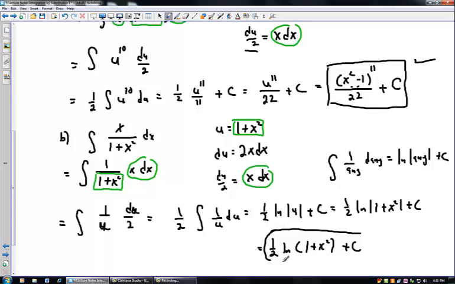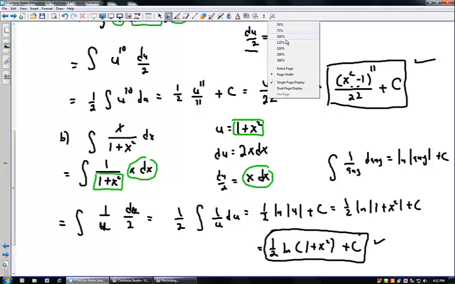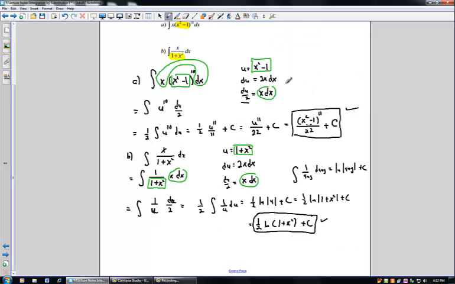And again, you can check your answer on this. It's a little hard because you have to use a chain rule, but the derivative of 1/2 ln of 1 plus x squared, well, the 1/2 stays. The derivative of ln is 1 over, so 1 over 1 plus x squared times the derivative of the inside, so 2x. The 2's cancel, and I have x over 1 plus x squared, then plus 0 for the c. So it checks.